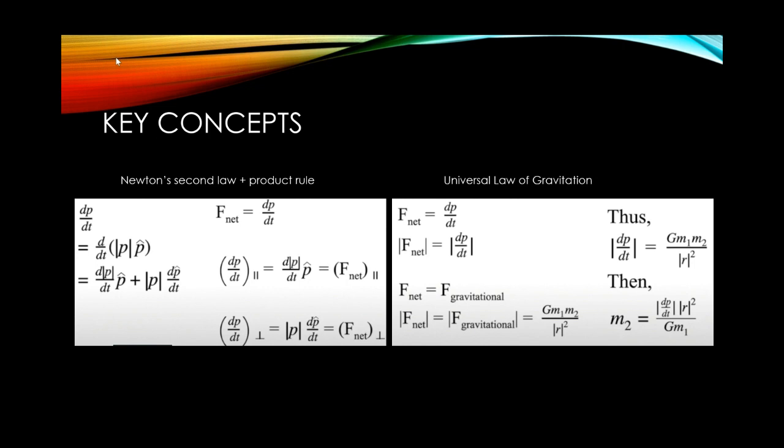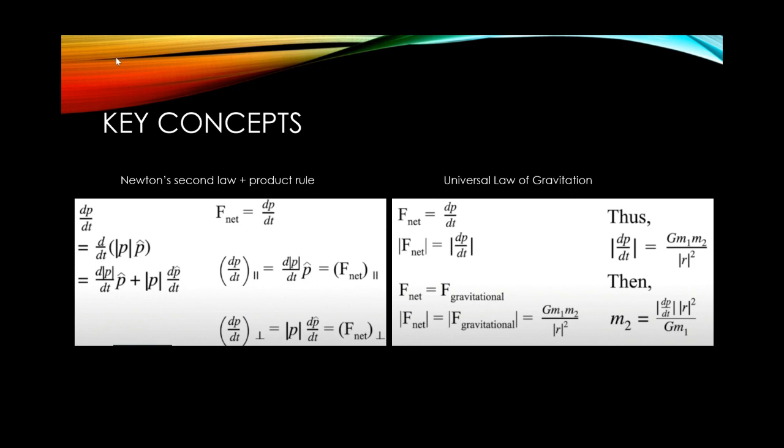By the equation on the left, it is apparent that these two terms are basically just the perpendicular and parallel components of dp/dt. Thus, we can use this to calculate the parallel component of F net and the perpendicular component of F net as shown on the right. Since F net is equal to dp/dt, the magnitude of F net is equal to the magnitude of dp/dt. In part 1 of the lab, it is assumed that the only force acting on the star is a gravitational force exerted by the black hole. Hence, we can equate F net to F gravitational.